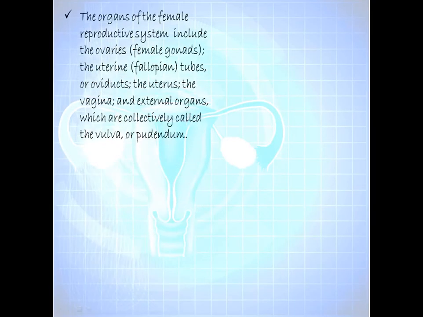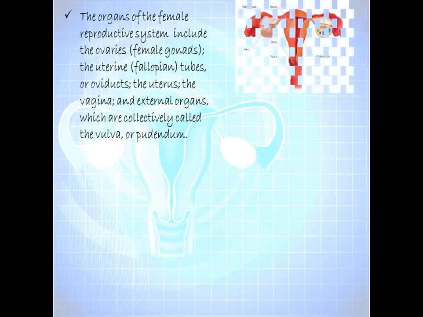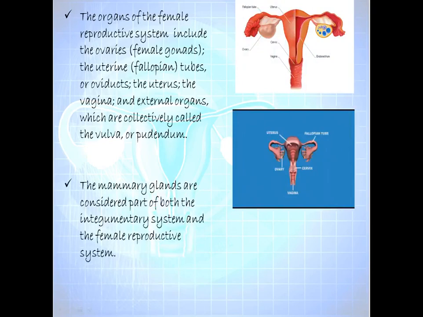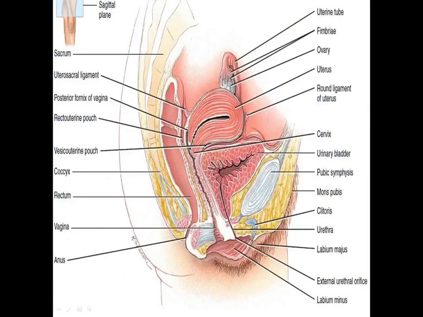Welcome students. Here we start with the female reproductive system. The organs of the female reproductive system include the ovaries, which are the female gonads, the uterine or fallopian tubes or oviducts, the uterus, the vagina, and the external organs, which are collectively called the vulva. The mammary glands are considered part of both the integumentary system and the female reproductive system.